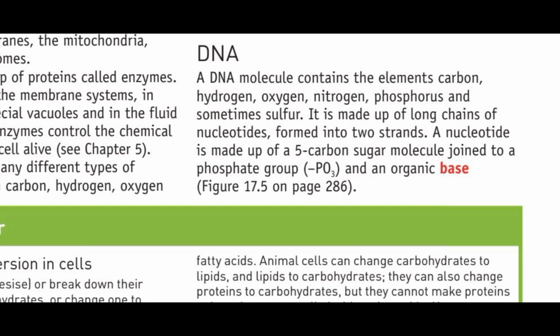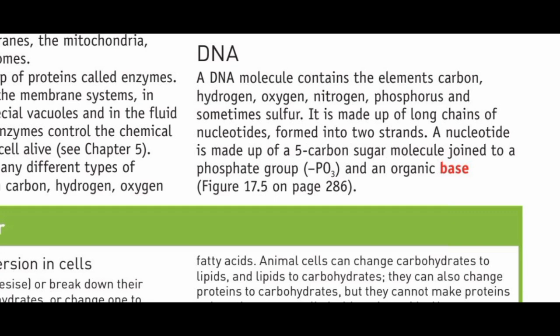Now we discuss the elements present in DNA. DNA contains several important elements. The main elements present in DNA are carbon, hydrogen, oxygen, nitrogen, and phosphorus. Some biological molecules may also contain sulfur, but the key element that distinguishes DNA is phosphorus. The phosphorus forms part of the phosphate group present in DNA.